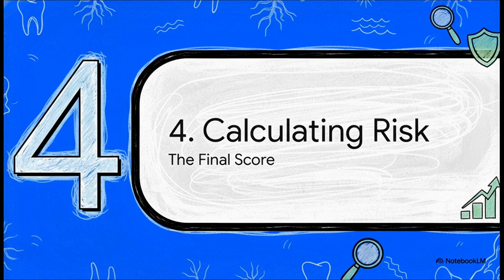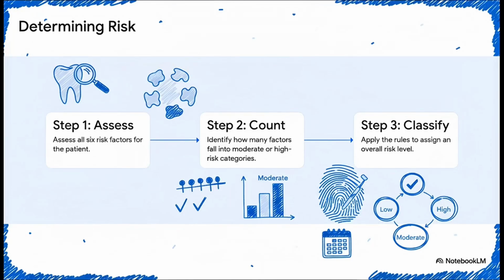Okay, so we've got our 6 individual factors. We've got all the pieces of the puzzle. Now let's look at how we put them all together to create that overall periodontal fingerprint and get a final risk level. The process is really just a straightforward 3-step recipe. First, you assess the patient on all 6 factors. Second, you just count up how many of those land in the moderate or high-risk zones. And finally, you apply a very simple set of rules to get your final risk classification.